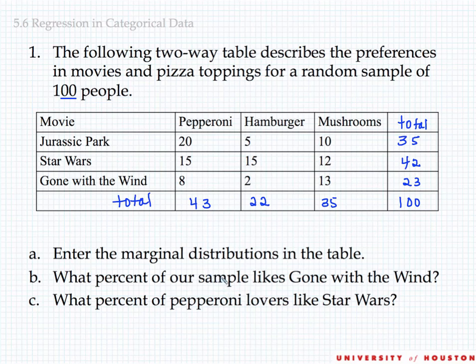So using these new tables, we can find the percent of our sample that likes Gone with the Wind. Well, for Gone with the Wind, the total that likes it is 23 out of everyone, which is 100, so that would be 23 out of 100, or 23%.